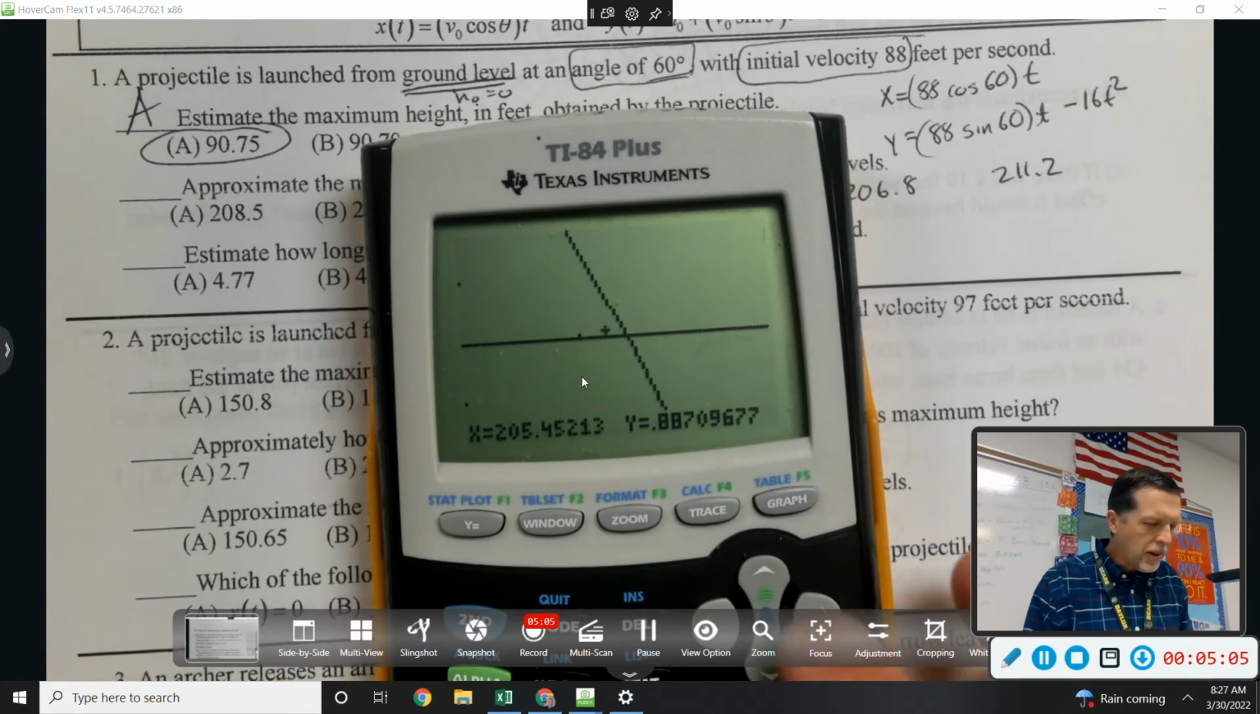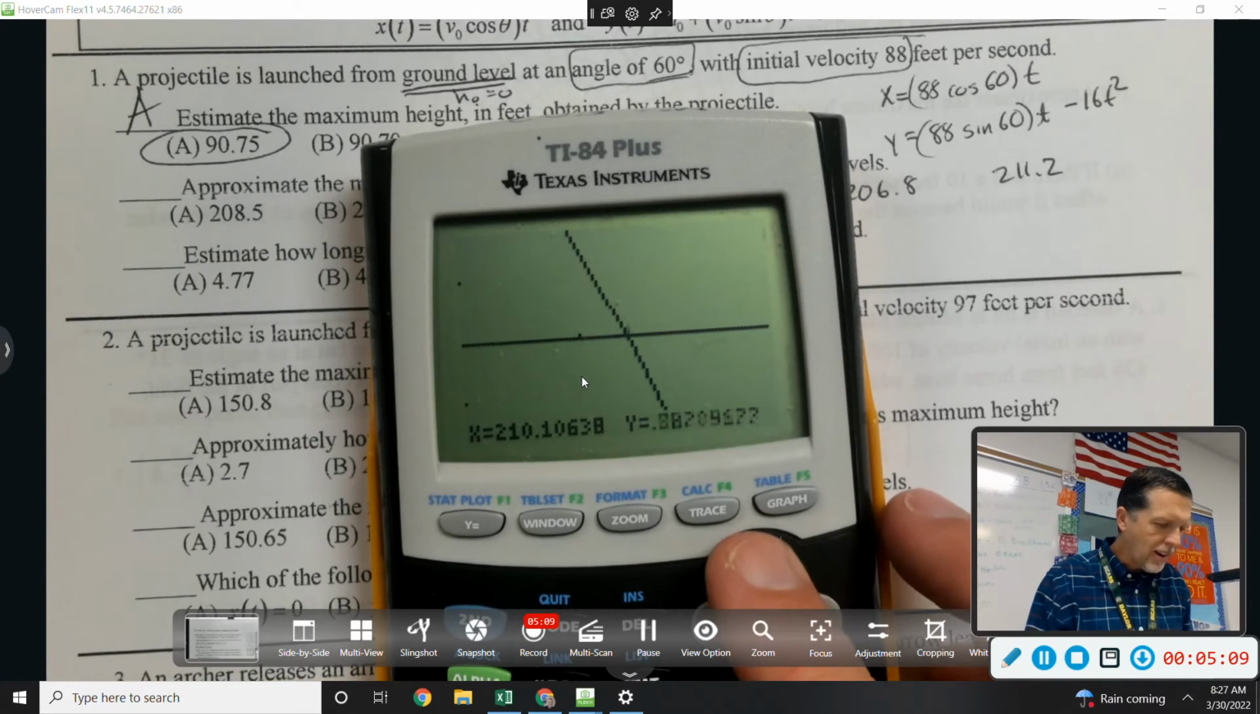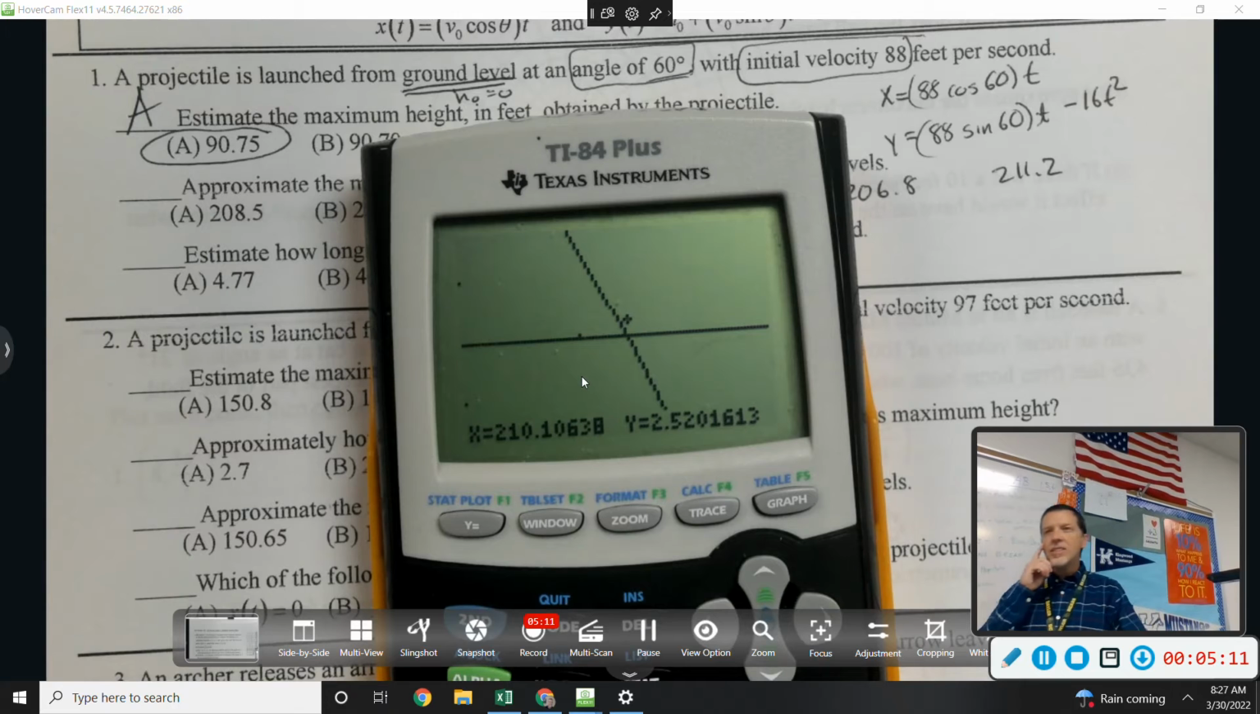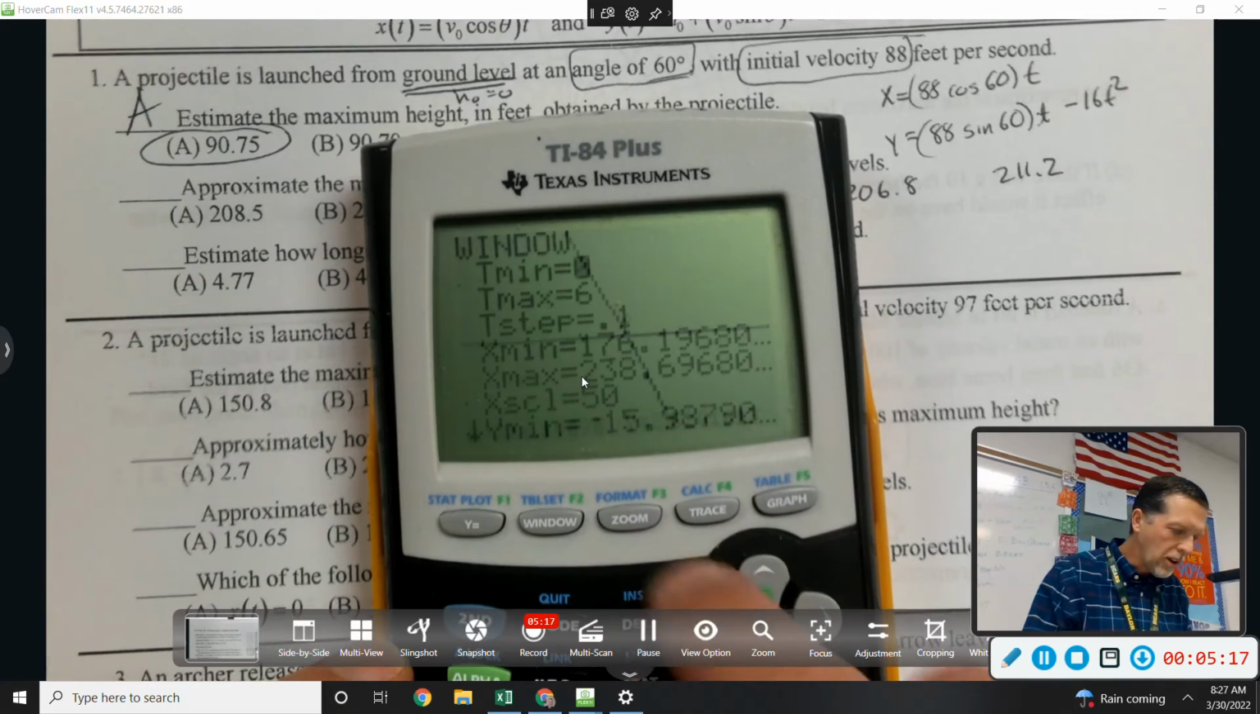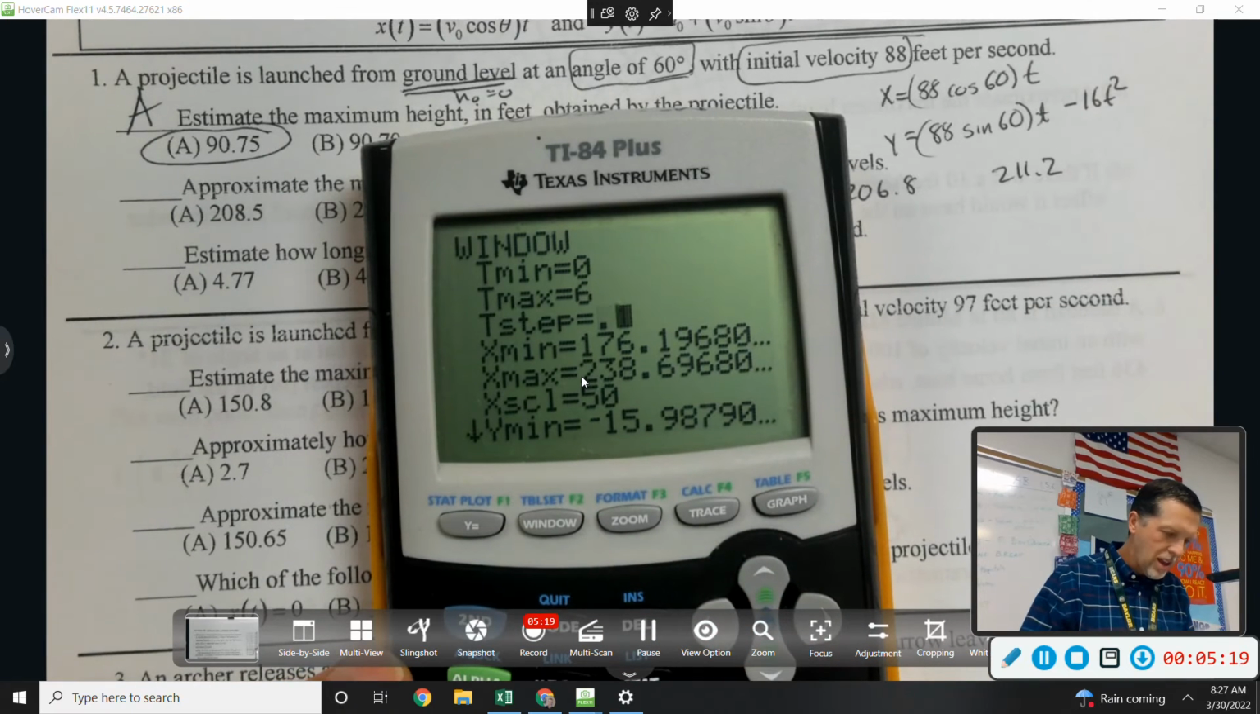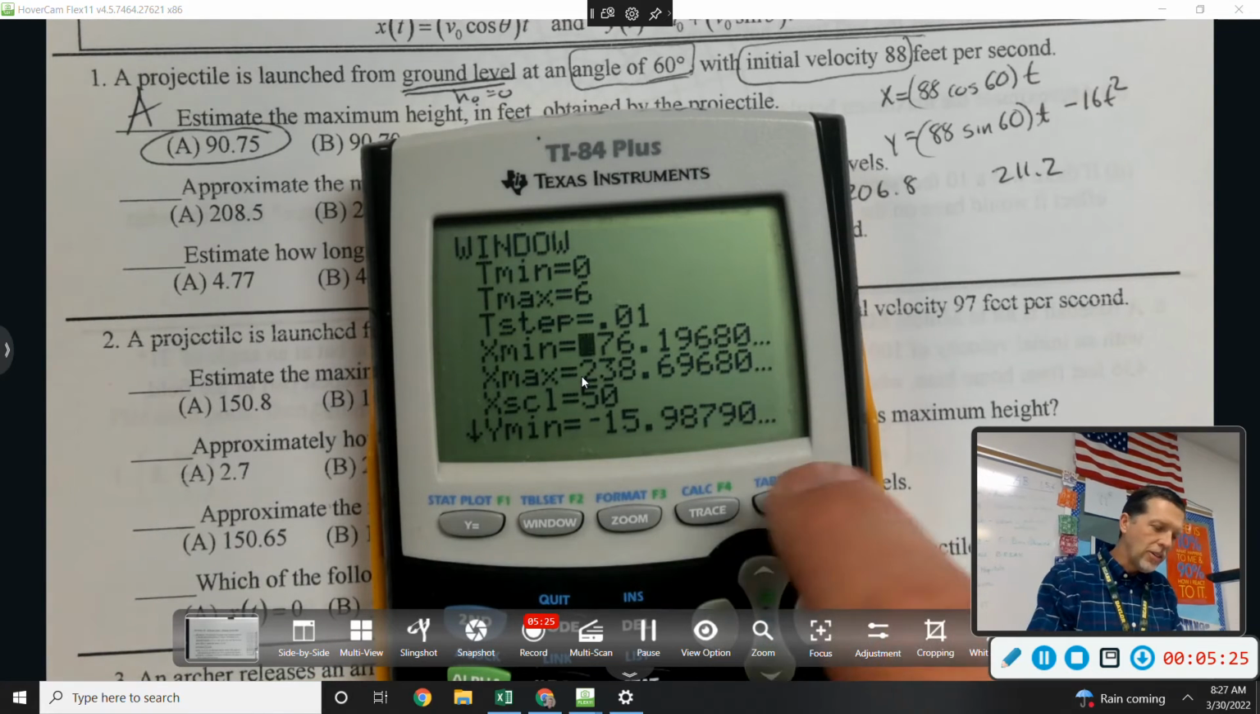Now, I need to be careful because even that answer is probably not exactly right, because my T step is still so far apart that I can even tell by looking at it. It's just connecting points here. So I'm going to go change my T step to 0.01. I hope that doesn't take forever to graph. We'll see.